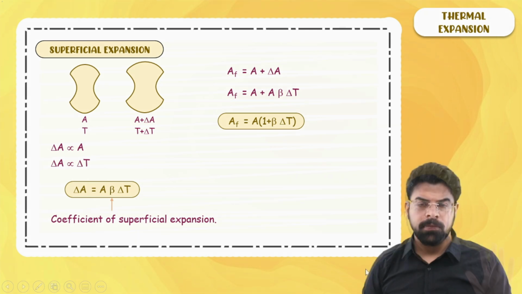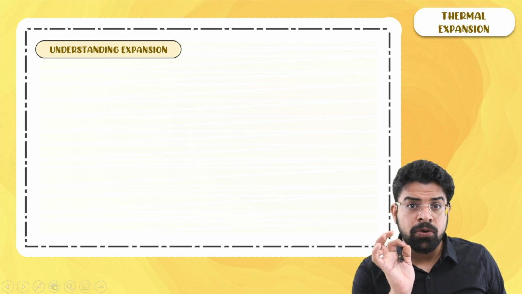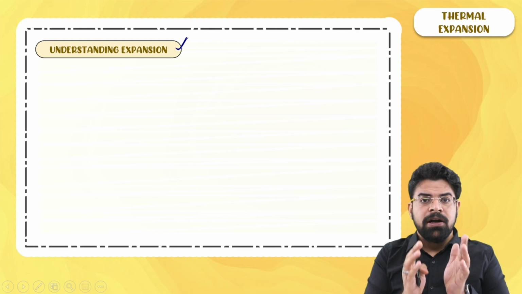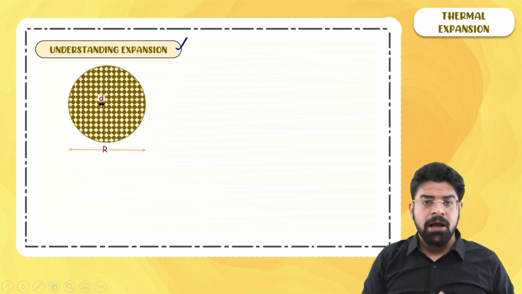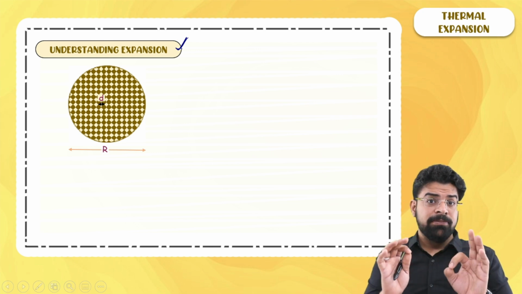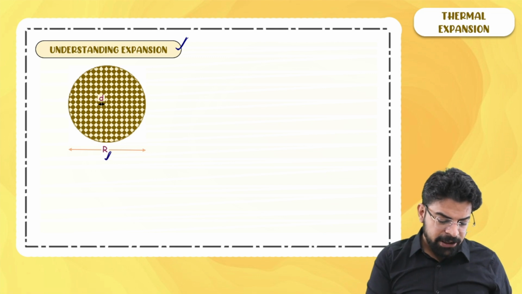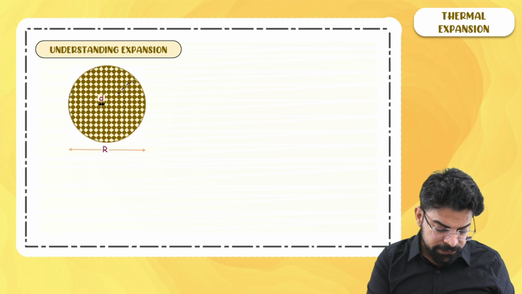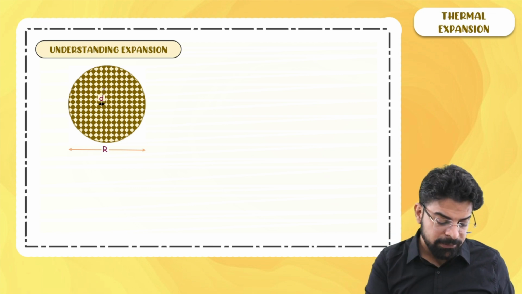Simple thing. What we are going to do now is super duper important. So have your 100% attention. What we are going to do now is understand expansion. Let's say we have a disk. I could have taken any random shape here, but for the sake of understanding, I am talking about a disk. Let's say the diameter of this disk is R, and this disk is made up of numerous atoms. Okay, these are the shown atoms. Let's say the separation between two consecutive atoms is D.